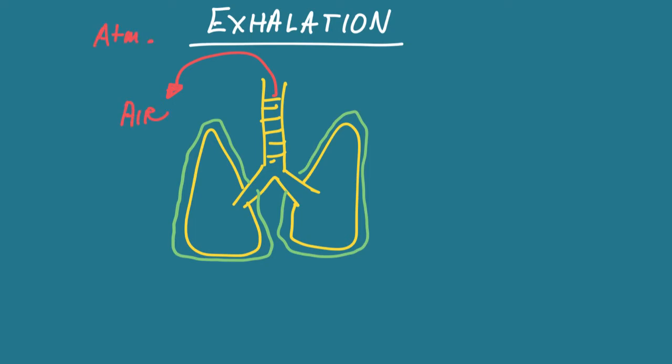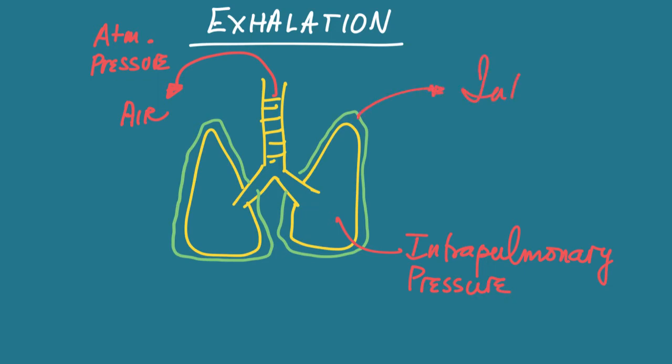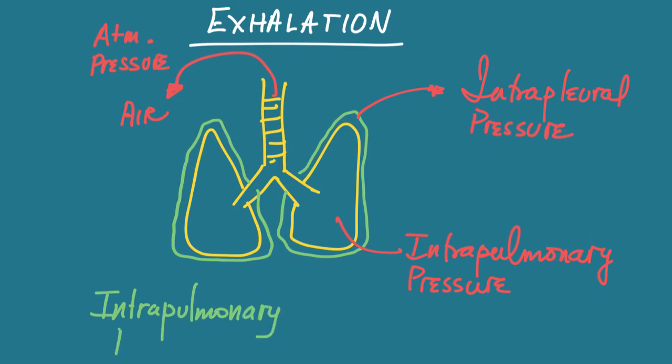Atmospheric air, however, always maintains the same pressure at sea level, but the intrapulmonary pressure can be changed by the position of the diaphragm and the rib cage. Intrapleural pressure must always remain lower than intrapulmonary pressure, or else the lungs will collapse. To recap, in order for exhalation to occur, intrapulmonary pressure must be higher than atmospheric pressure for air to move down the gradient.